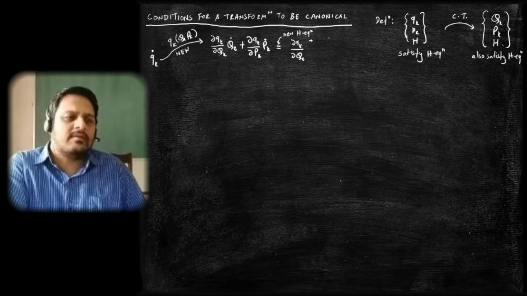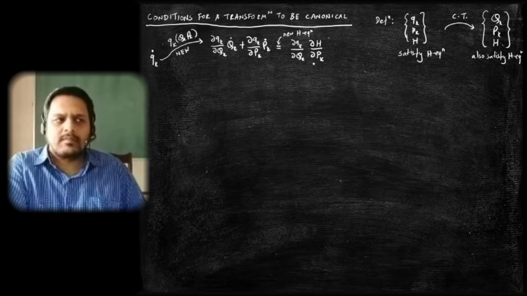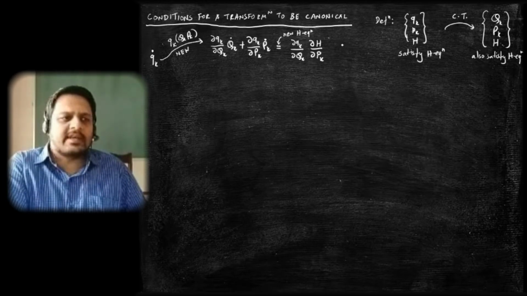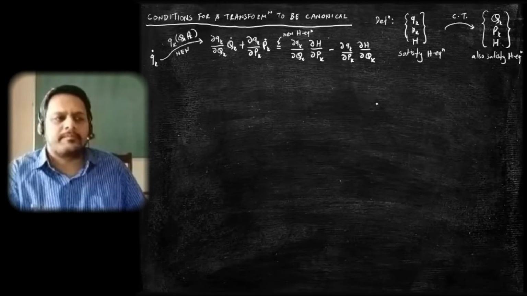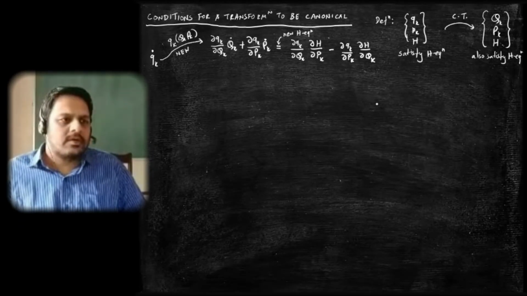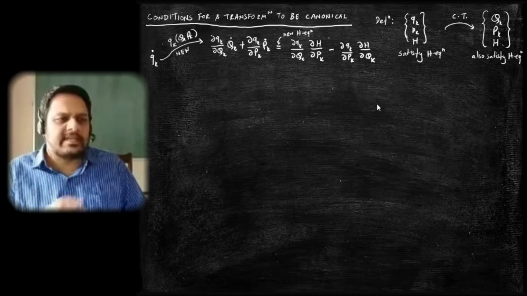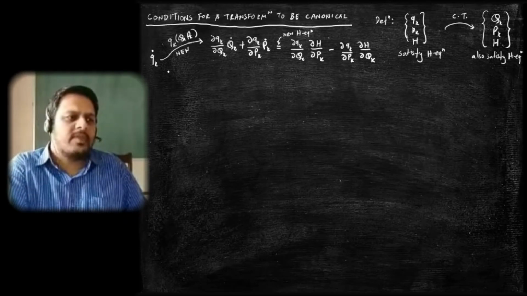Capital Qk dot? It is plus ∂H/∂pk. And similarly, the second term will contain the term ∂qk/∂Qk, which was already there. And you have to replace pk dot as minus ∂H/∂Qk. So you obtain this expression for Qk dot.